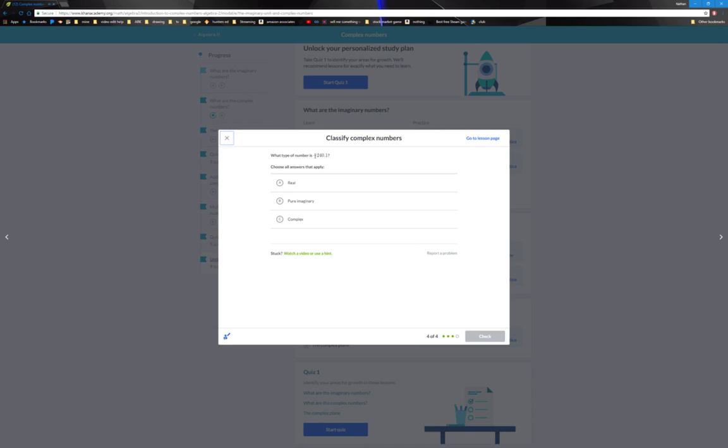Now, what type of number is negative 240.1? Well, we know it's a real number because there's no i, and it's a normal counting number. We know it's not a pure imaginary number because there is no i. And we know it's not a complex... Oh, well, actually, we know it is a complex number because all real numbers and all pure imaginary numbers are complex numbers.